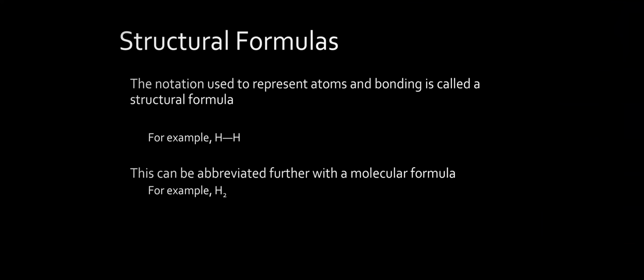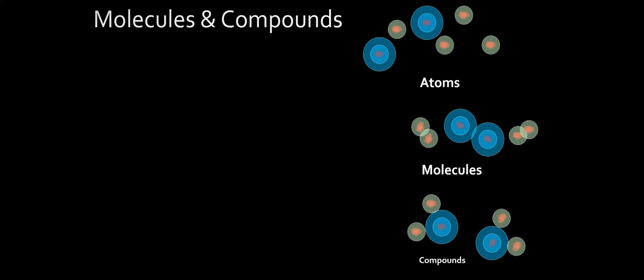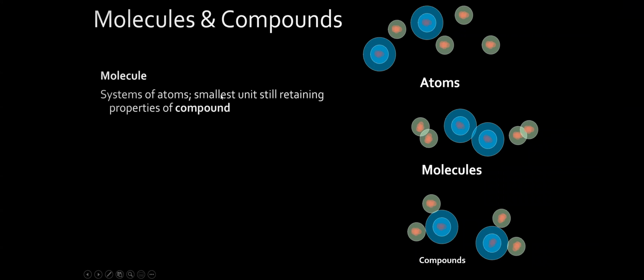Okay. All right. So we already talked about structural formulas. I'll skip this slide. And now we can talk briefly about molecules and compounds. We can actually make definitions here. So a molecule, I kind of alluded to this earlier, is just a system of atoms. And you could say that the molecule is the smallest unit of matter that still retains the properties of a compound. So it's a compound.